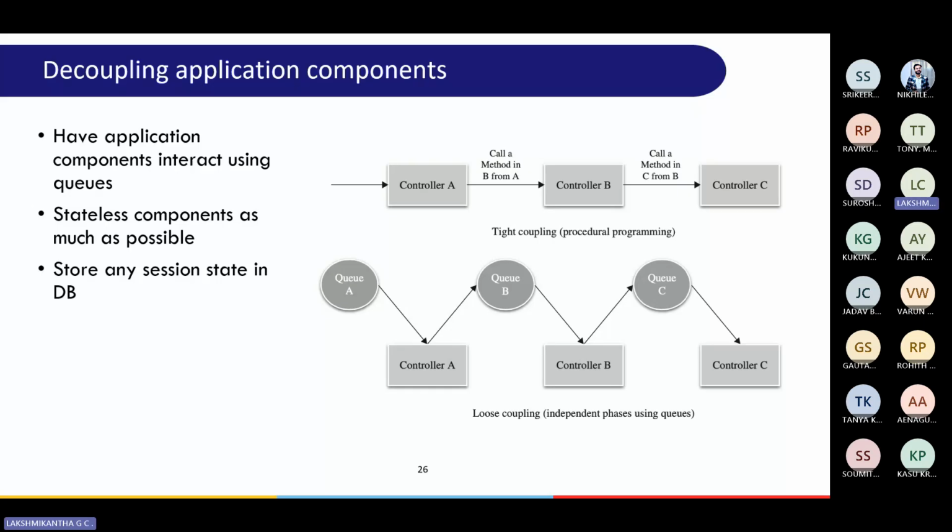So the components interact using queues. This is the best way to decouple: have application components communicate with each other using message queues. Already I've told you about AWS queues, same thing. Or you can use Apache Kafka also. And the next one is stateless components.